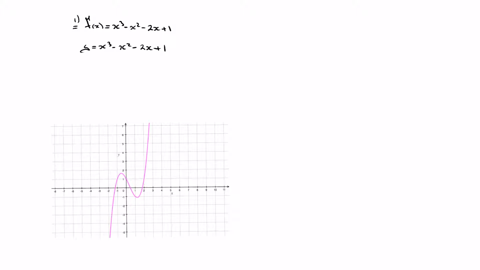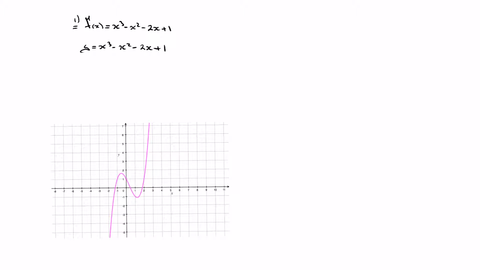Let's say we're given the function f of x equals x cubed minus x squared minus 2x plus 1, and we're asked to determine whether or not this is a one-to-one or a many-to-one mapping. Well, to do this, the easiest way is to draw this function's curve. So in this case, the curve would be y equals x cubed minus x squared minus 2x plus 1. And with our calculators, we can easily plot this curve. And if you do so, you should find something like this.